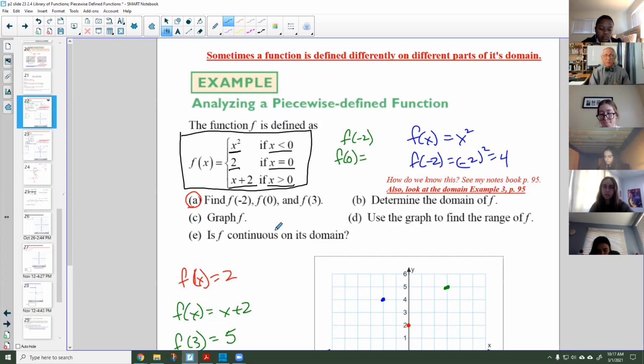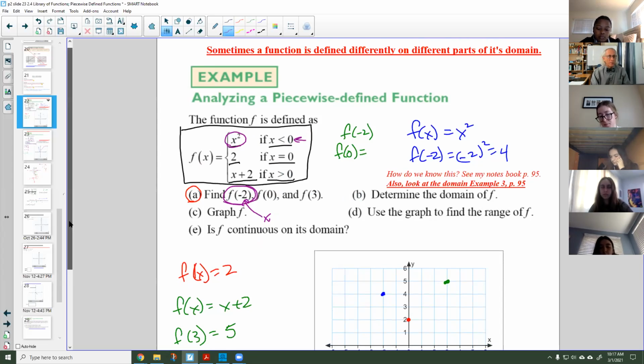So if I was looking for specific points on this function, like it said here, find f of -2. Well, the first thing I need to do, we know that this is my x value. So I got to look here and say, which one of these spots has -2? And I see it's this spot, which means I'm using this part of the function to find the value.